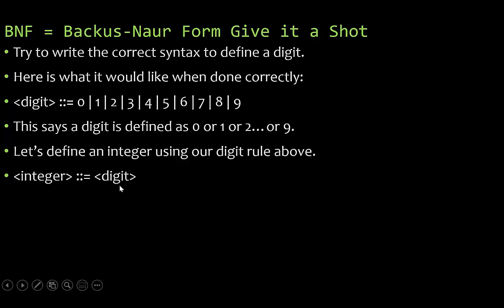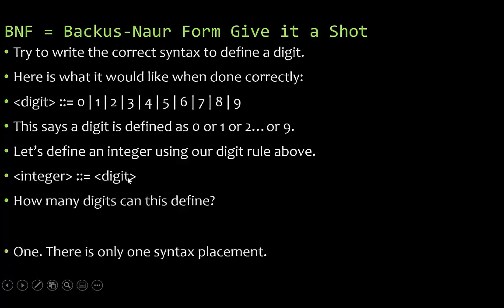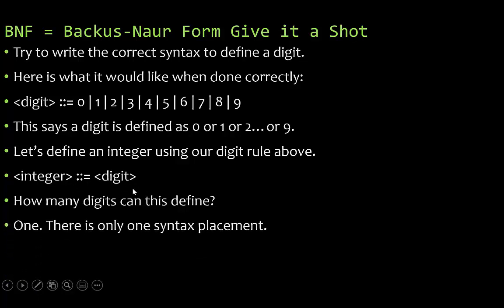Now, you see these syntactic items, these items wrapped in the less than, greater than signs. That means they can be broken down further. Up here, where I have 0 or 1 or 2 all the way to 9, those are not wrapped in the less than, greater than signs. I cannot break down 0 any further. I can't break down 1 any further than what it already is. Now, going back to this, how many digits can I define here with this BNF rule? I can define 1. There's only one syntax placement.